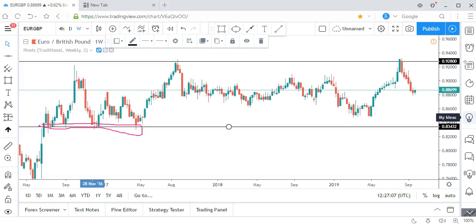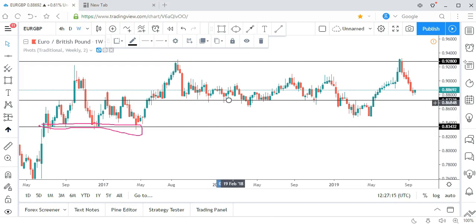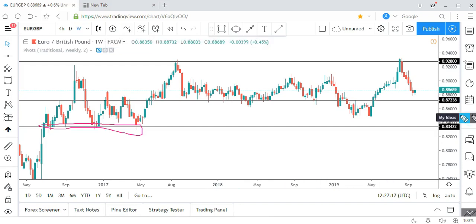Then another key level which I would like to pinpoint is this level here. This level here too is a key level. You see price rejections all over here, here. So it is also a key level. So we have three key levels on the chart now.